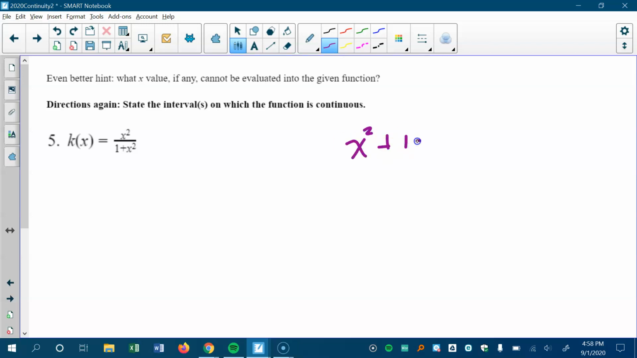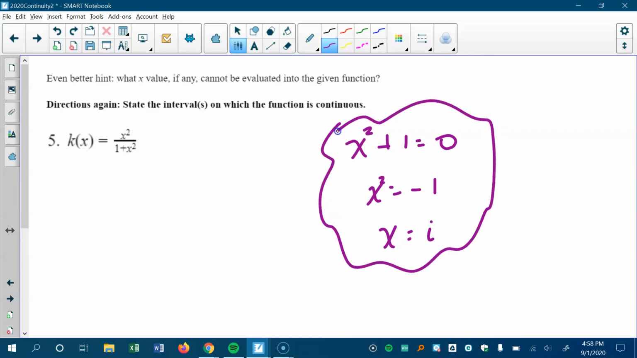So let's try something here. What if I said x squared plus 1 equals 0? Well, then I have x squared equals -1. Then when I take the square root of both sides, x gets the square root of -1, which is i. But i is not on the plane. So what does all of this math mean?